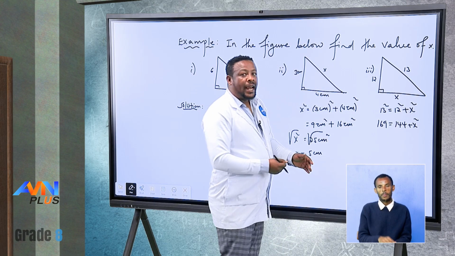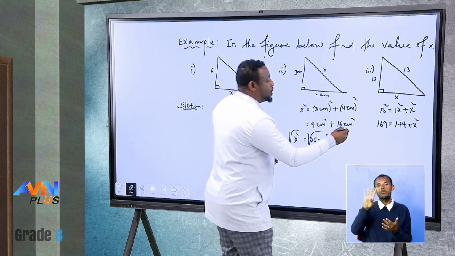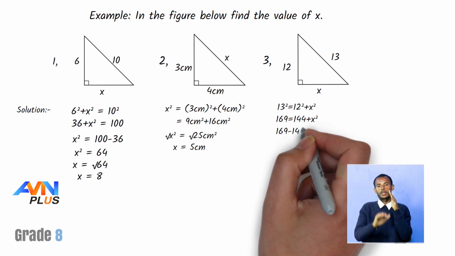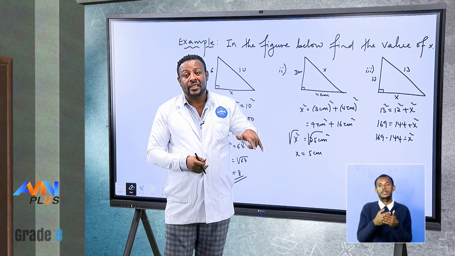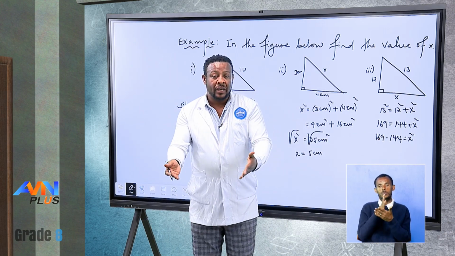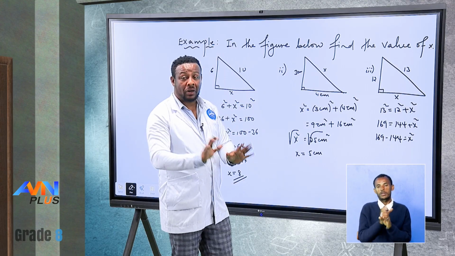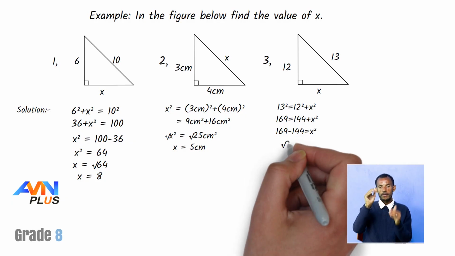Okay, now you can take 144 to the left side. So this becomes 169 minus 144 is equal to x squared. Okay, so this difference is 25. The difference between these two numbers is 25. It's a simple calculation. You can do it orally. So then 25 is equal to x squared.